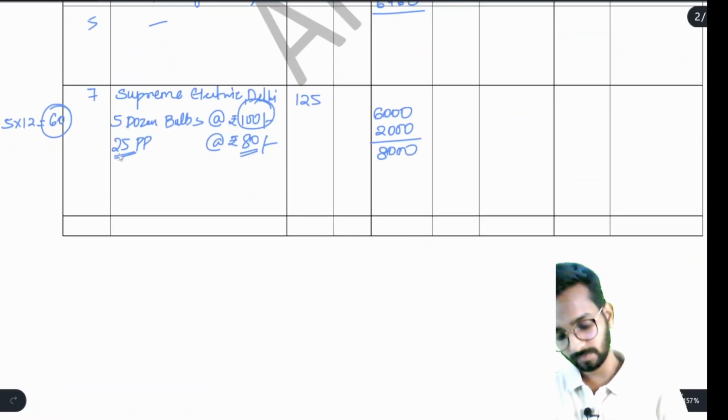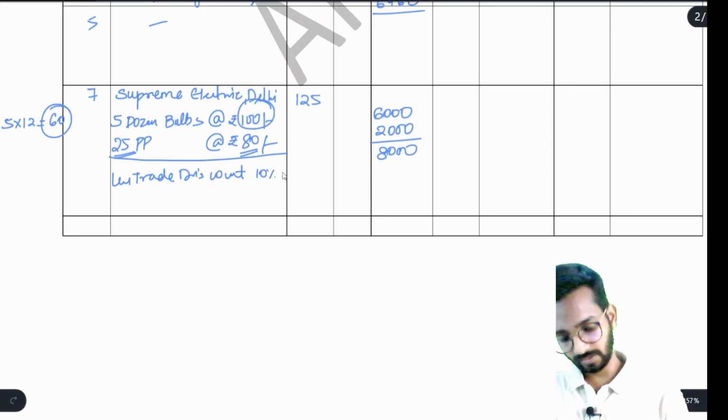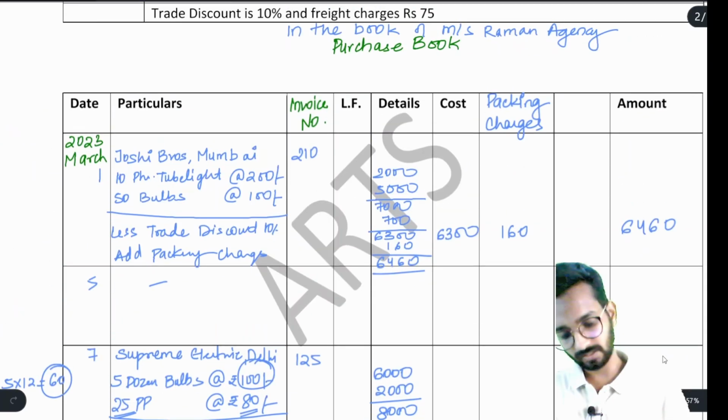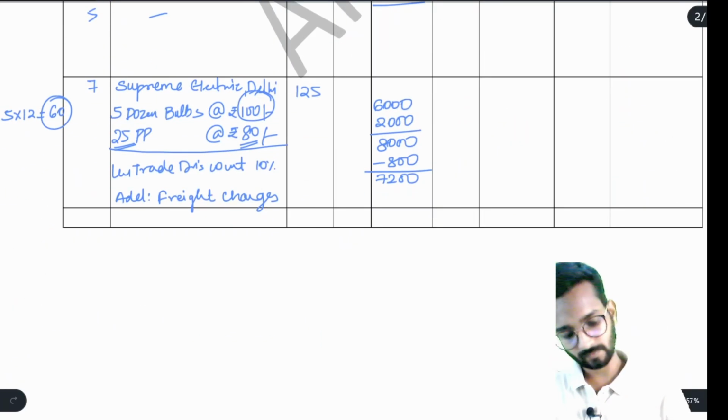So you will write here less trade discount. How much? 10%. 10% of 8,000 is 800. Remove this 800, you will get 7,200. Then you will add freight charges. How much are the freight charges? 75 rupees. 75. So the total will become 7,295.